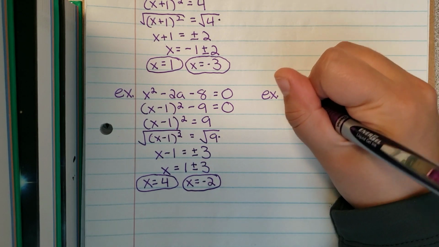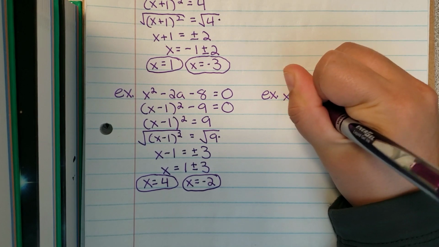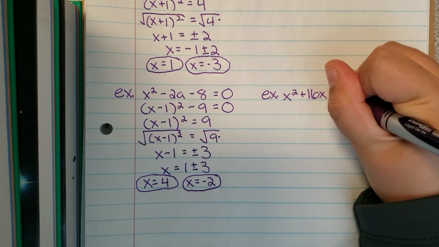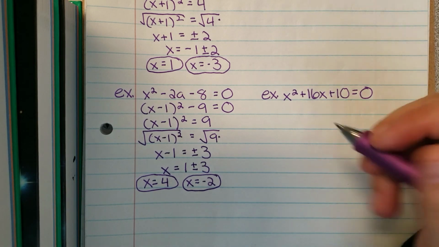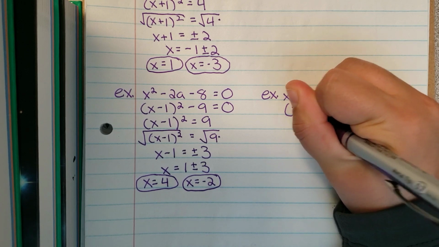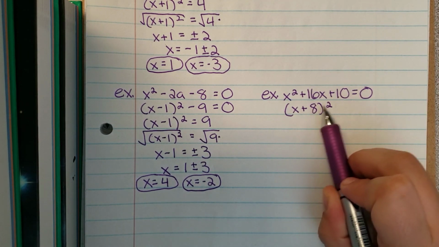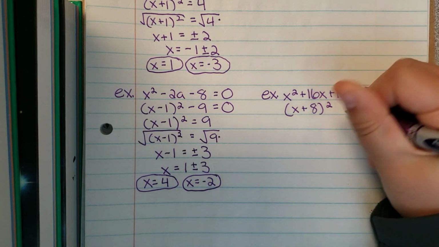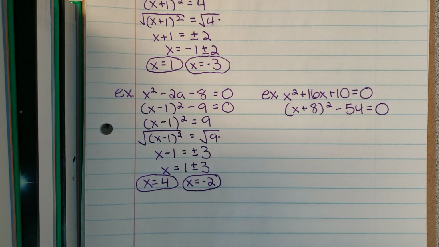We've got x squared plus 16x plus 10 equals 0. So step 1, we're going to complete the square. Cut the middle term in half. X plus 8 squared, and then we want to get back to 10. Right now, 8 squared is 64, so to get back to 10, we need to subtract 54 equals 0.